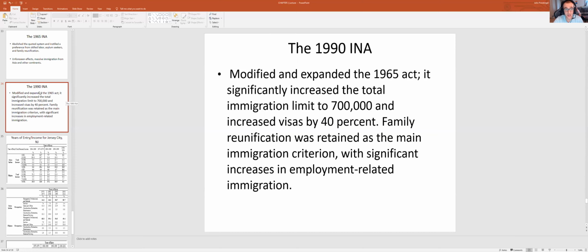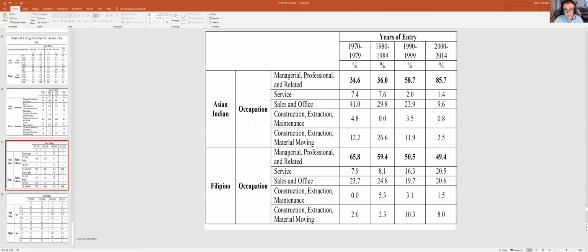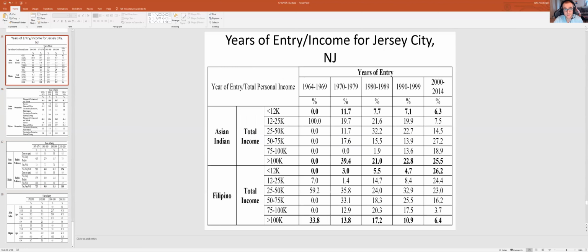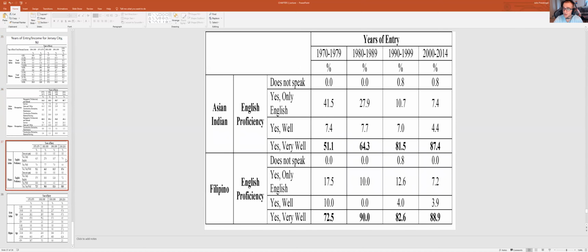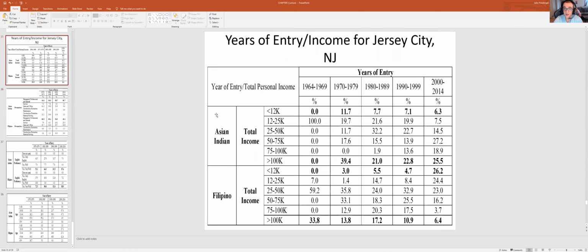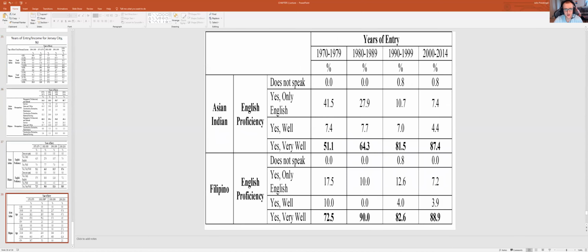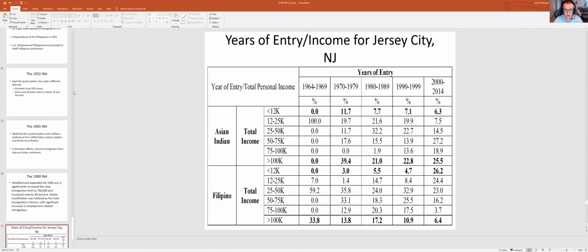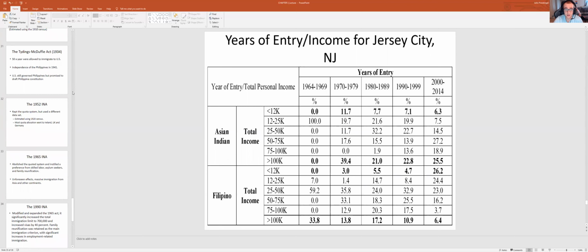The rest of these slides, don't worry, this was just a slide that I had, kind of illustrating the effects of the immigration laws through time, and in a case study that I worked on in Jersey City, New Jersey, comparing 2 Asian groups through times of entry, like right when they came, right, and the total years and the total personal income on this table here. But there's a ton of variables that you could go through, and that I have if you're interested in that.